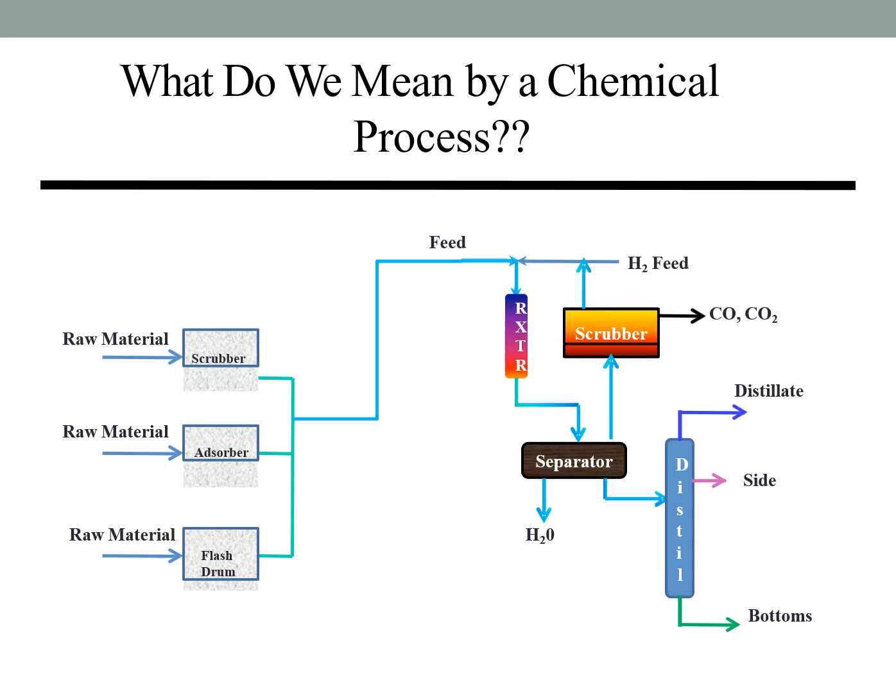From the separator, we remove the water and send the stream to a distillation column and also to the scrubber. From distillation you get the distillate and bottom product, and from the scrubber you get CO and CO2. So this is the final product. We give a raw material, and in between a process, that is some reaction, happens, and then you get the final product. So this is the chemical process.